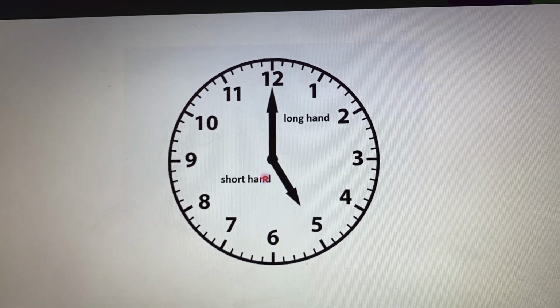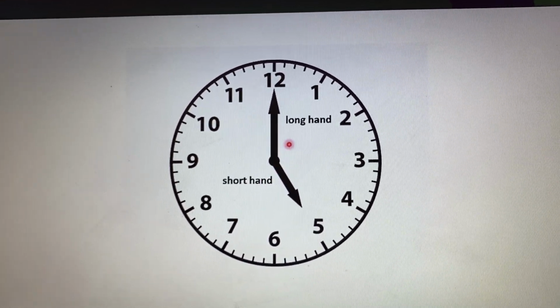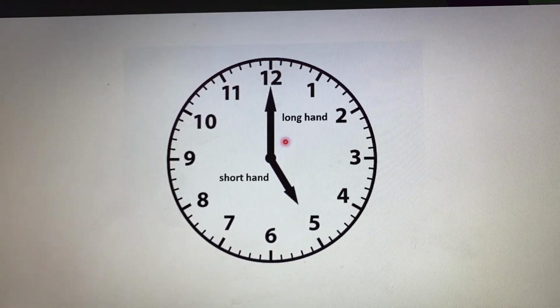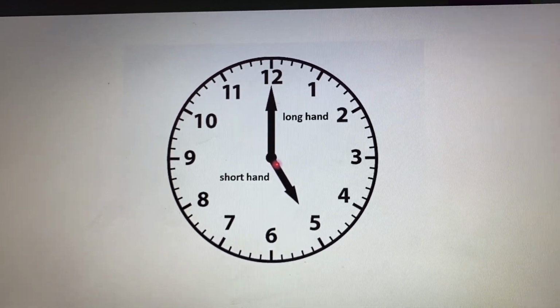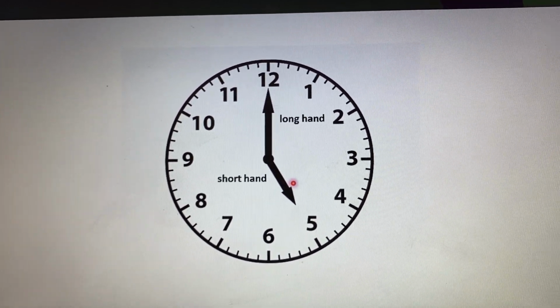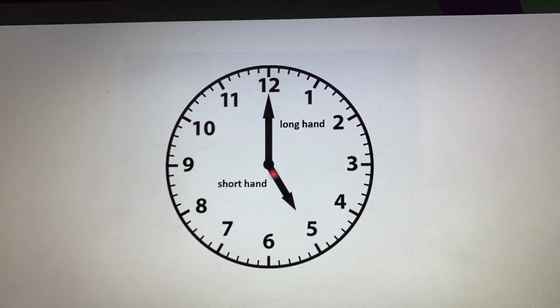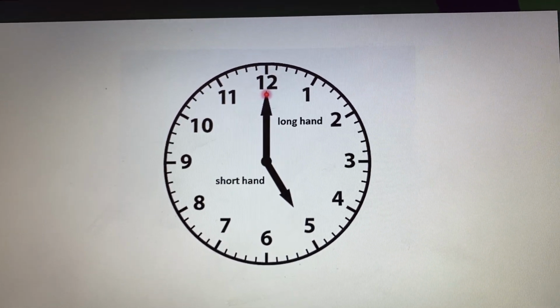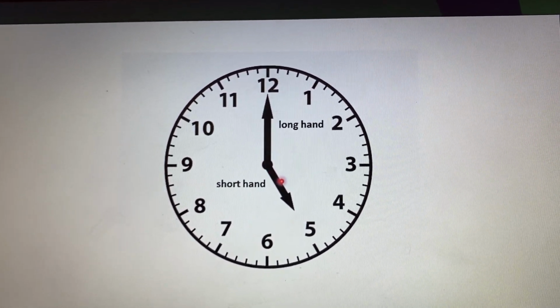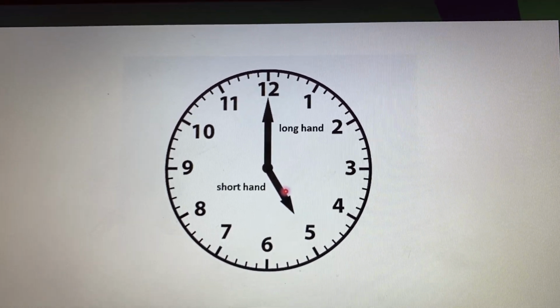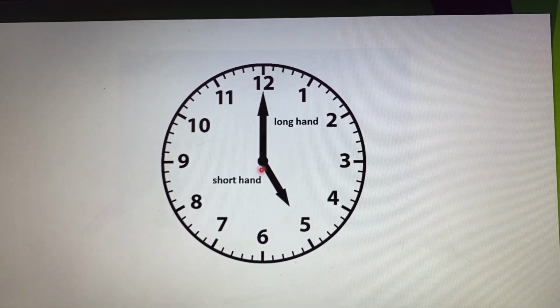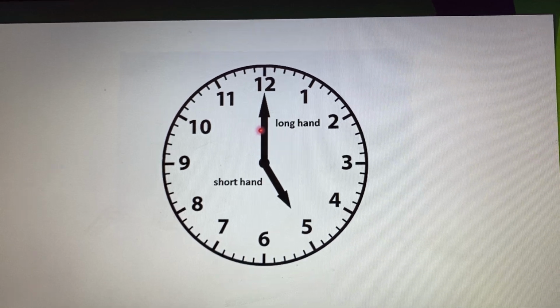So, this is a clock. In the clock we have two hands. One is called the short hand, and the second one is called the long hand. The short hand is used for the hours, and the long hand is used for the minutes.